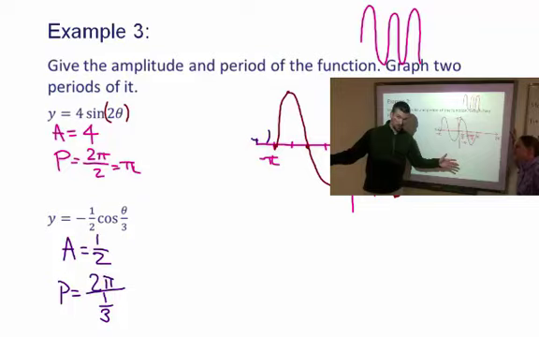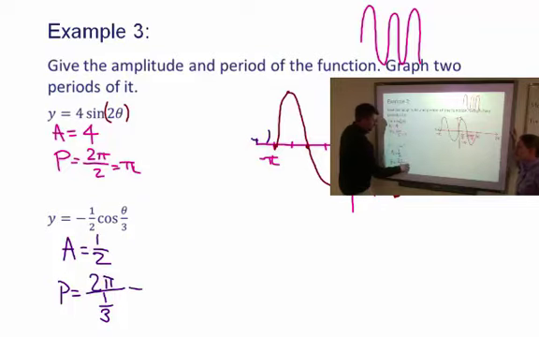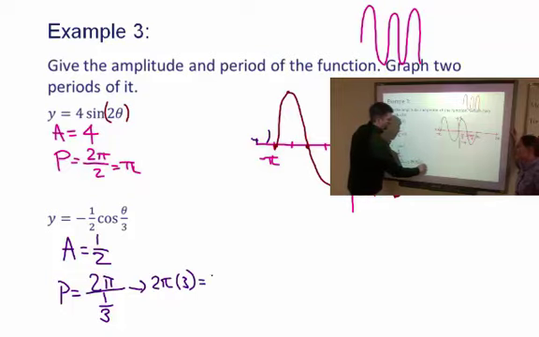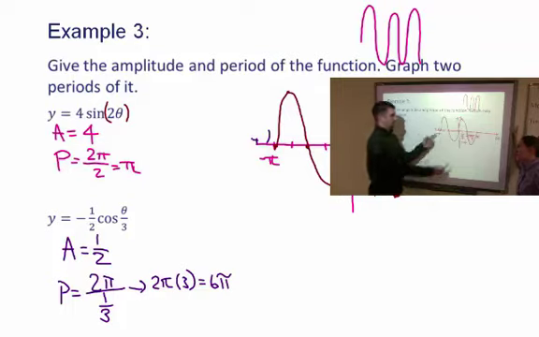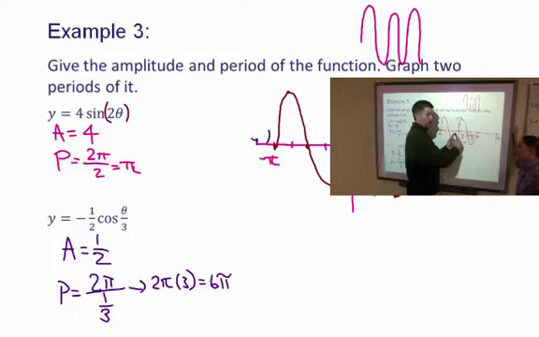You multiply by the reciprocal of the denominator. So the reciprocal of 1/3 is 3. So this becomes 2 pi times 3, or 6 pi. That means, instead of scrunchies, we're going to have stretchies.